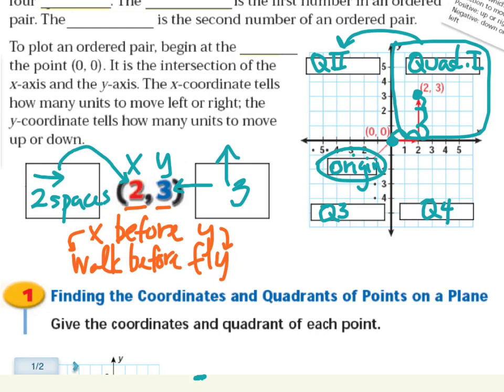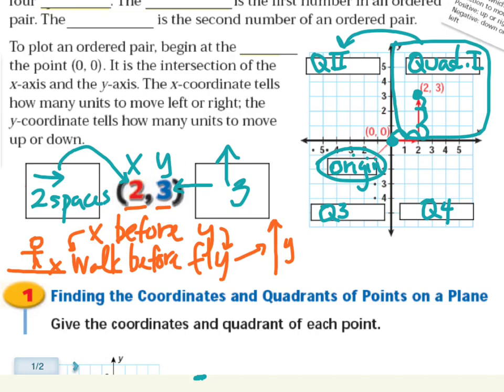Notice if you are walking, a person walks on a horizontal surface. So the x-axis is your horizontal axis. When you fly, you're usually flying up, or maybe if you think about being on the edge of a cliff, you can fly down into the valley. So your y is your vertical axis.